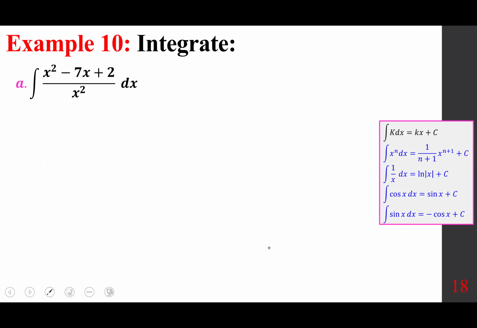Now, if you recall, for differentiation, we would also first cut it into 3 fractions. The same thing is going to happen with integration. So cut it into 3 fractions. This one, this one, this one. So this is 1. This is minus 7 over x. This is plus 2 over x squared.